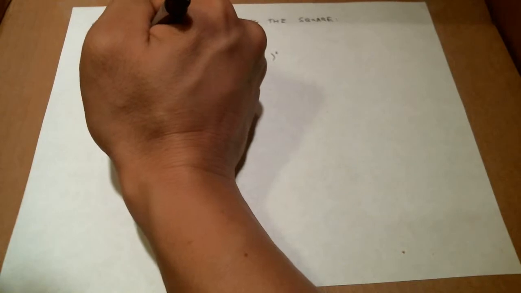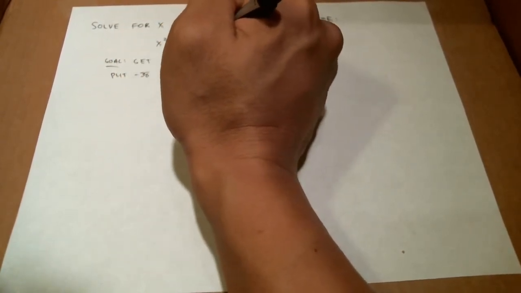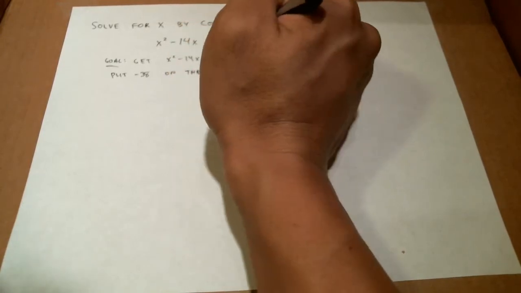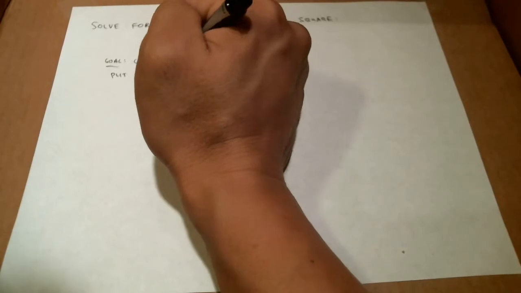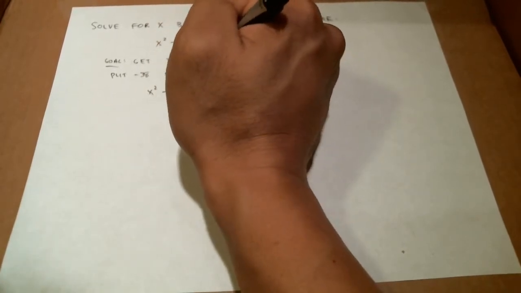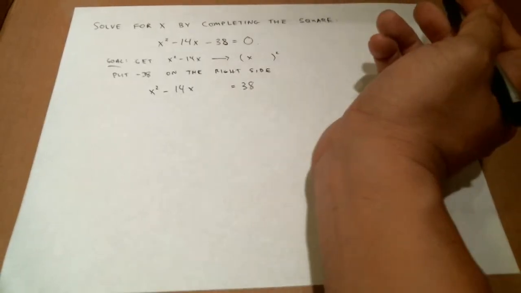And so we'll start by putting the minus 38 on the right side. Right, so if we add 38 to both sides, we end up with x squared minus 14x equals a positive 38 on the right side.